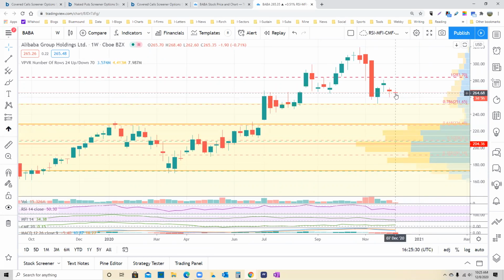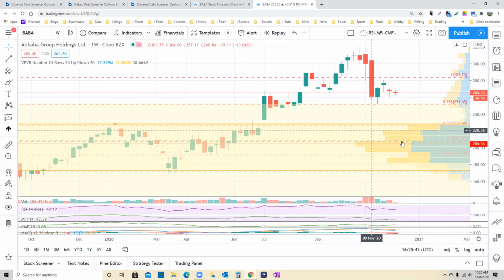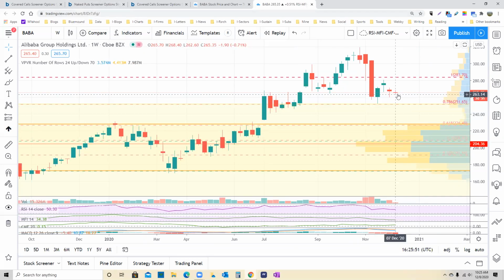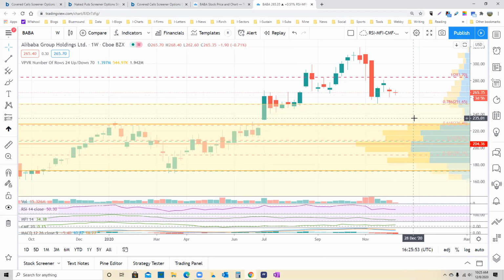Now, I've taken a starter position in Alibaba, 1%, but I'm not going to add any unless it gets down into here. And that cash secured put at 230, it's not quite enough premium for me. So I would wait until Alibaba gets in here before I sold the cash secured put.